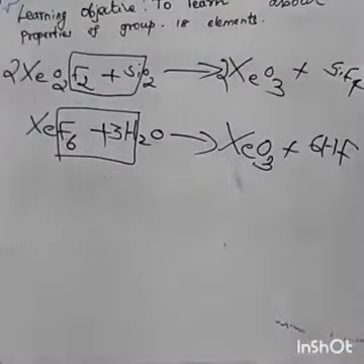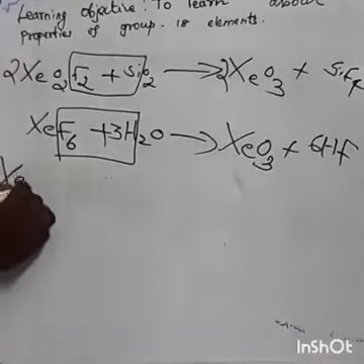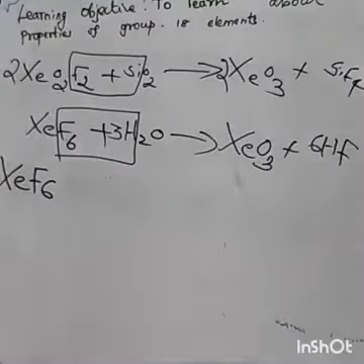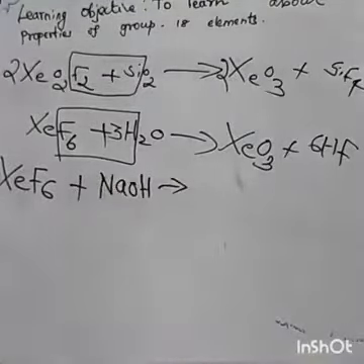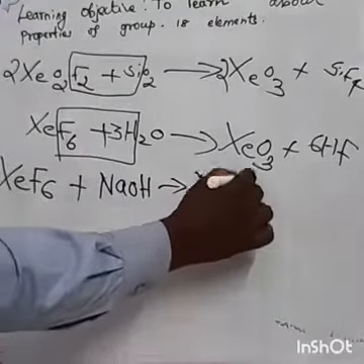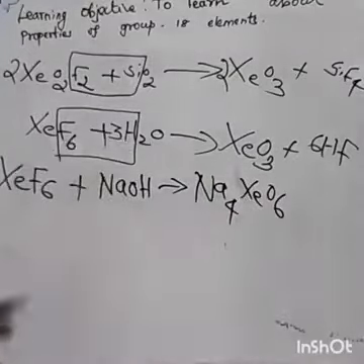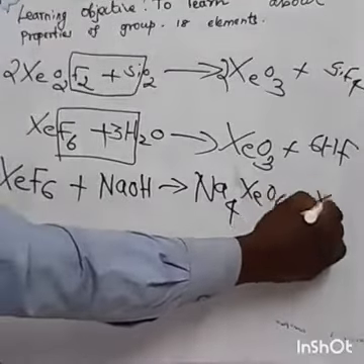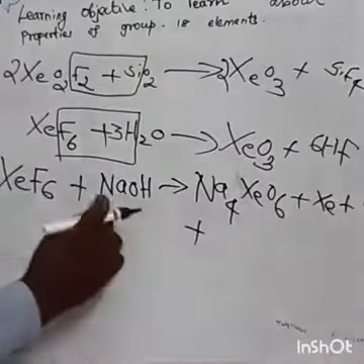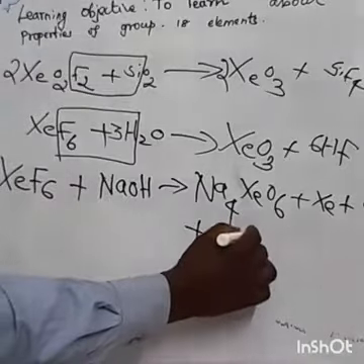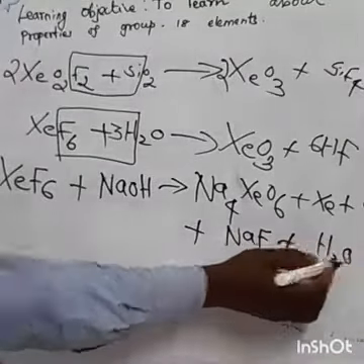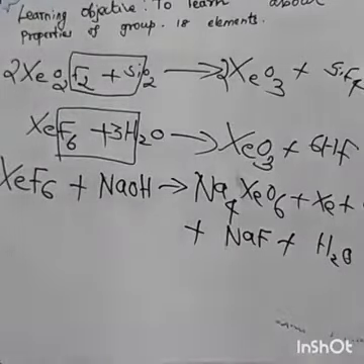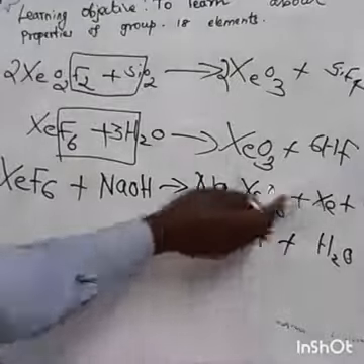What happens? Xenon hexafluoride, XeF6, reacts with sodium hydroxide. So what are the products? Na4XeO6. Okay. What's the name of this compound? Sodium perxenate, plus xenon plus oxygen plus sodium combines with the fluorine to form NaF plus water. Now balance the equation. How can you balance the equation? Here having one xenon, here having two xenon, so make it two here.